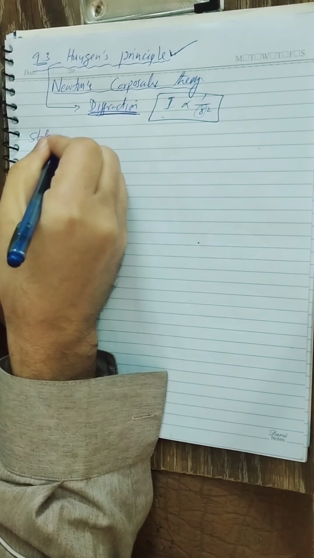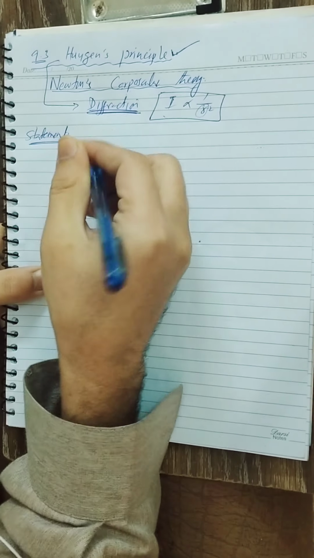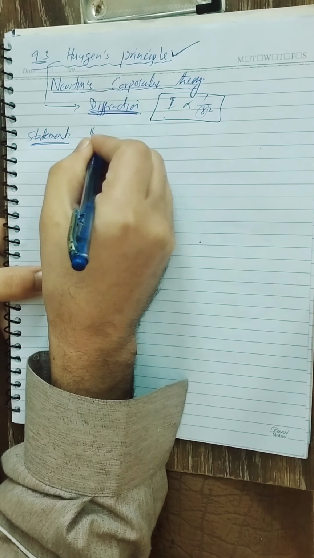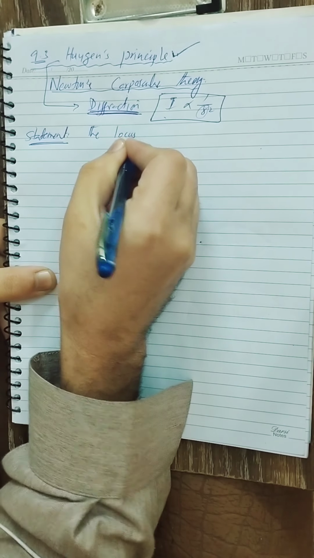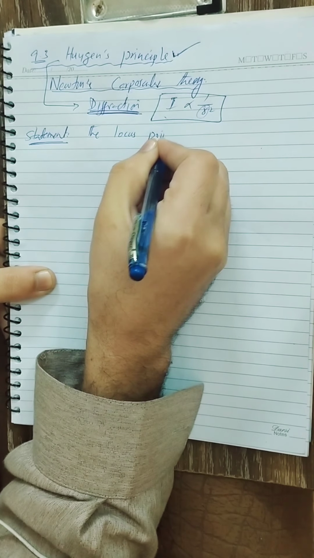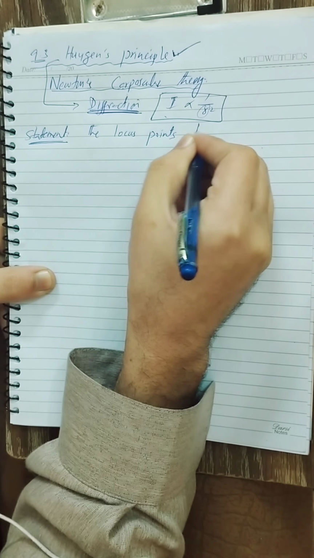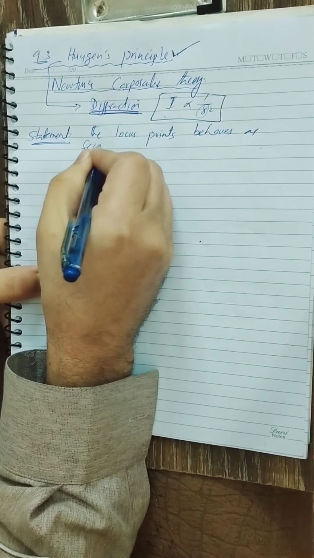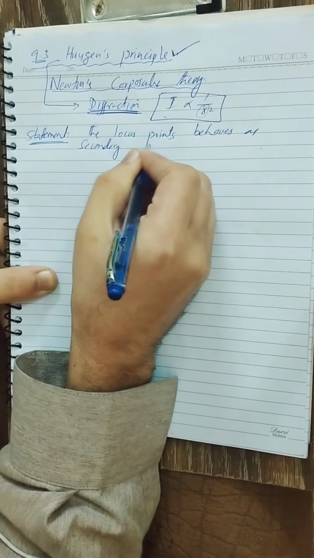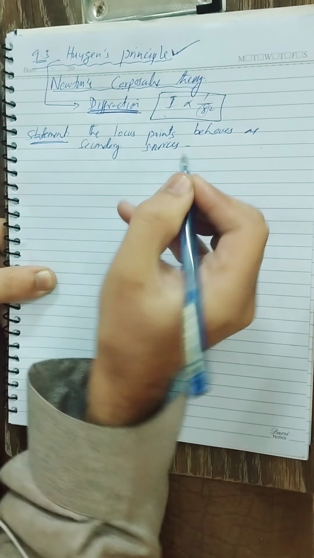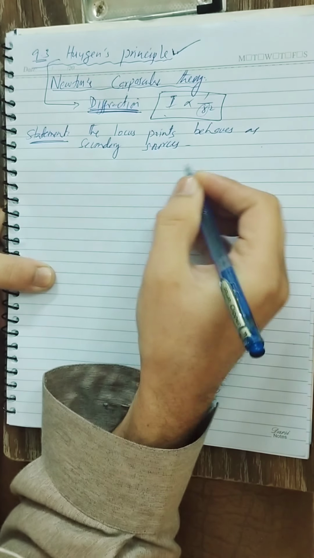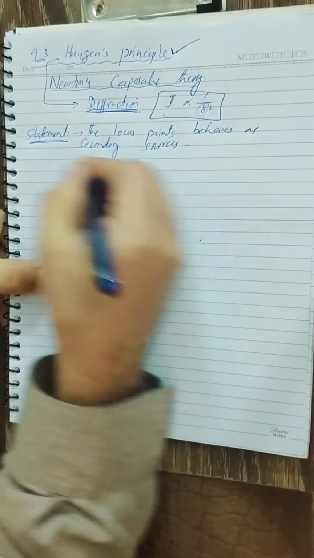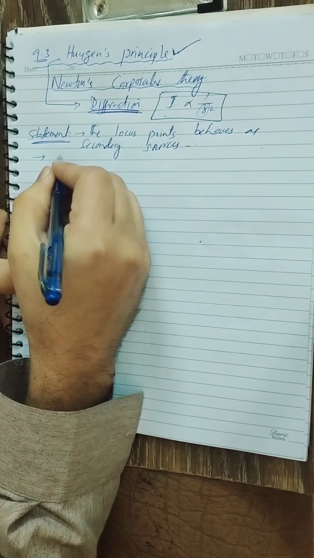There are two statements of Huygens principle. Statement number one: the locus points behave as secondary sources. The locus points behave as secondary sources. This is statement number one.